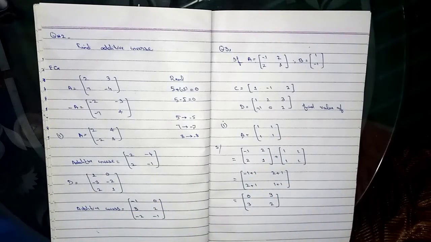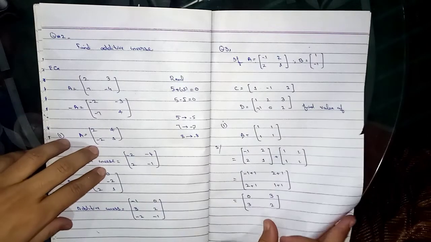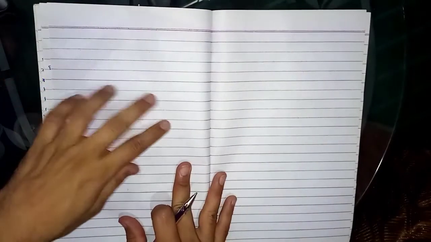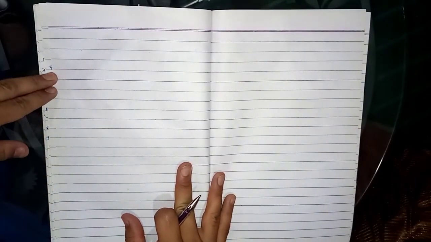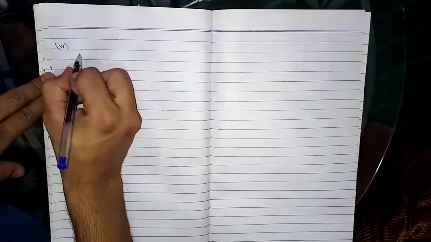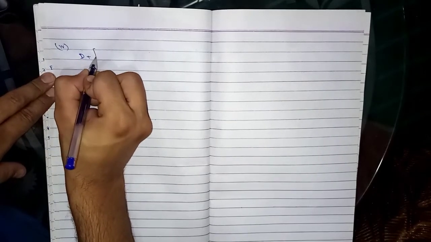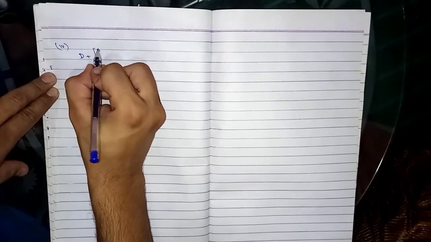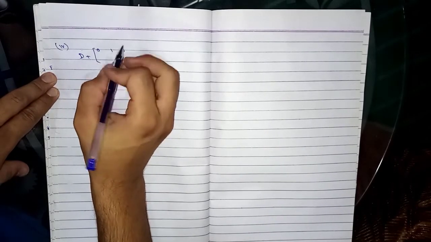So students, in this question I will solve some parts. First I have solved for you part 1, and I will solve parts 4, 7 and 9 next, and the rest of the parts will be given to you as homework. Now I am going to solve the fourth part. In the fourth part, it is given to find the value of D plus 0, 1, 0, 2, 0, 1.